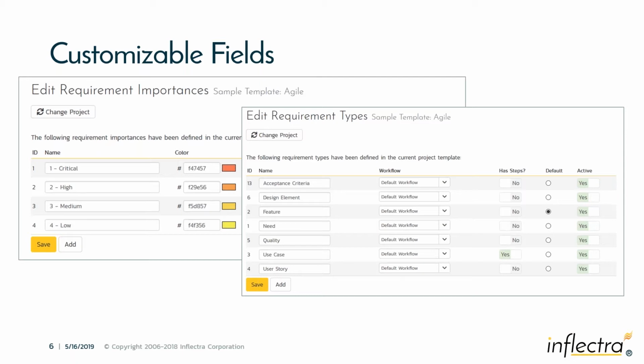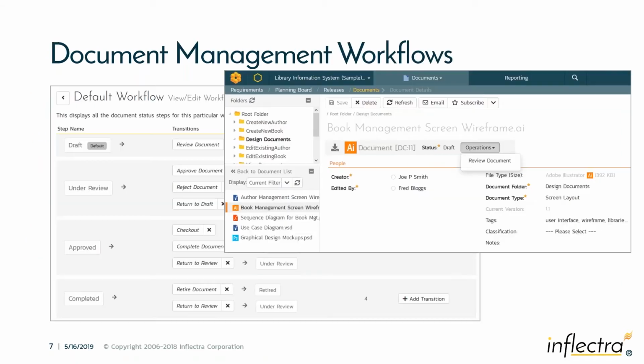Those are all customizable. You can change the color of the priorities. You can change the workflows. You can add types, remove types. And that's true for test cases, requirements, and tasks. Another major enhancement we've had in 6.0 is to implement the workflow and status system for documents.